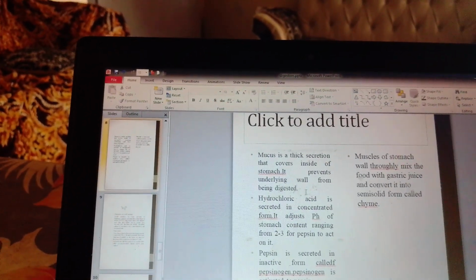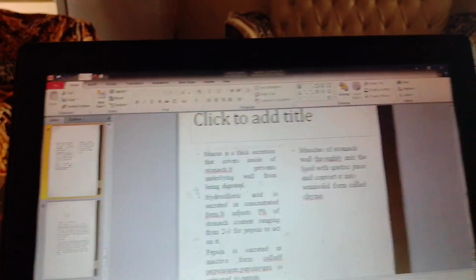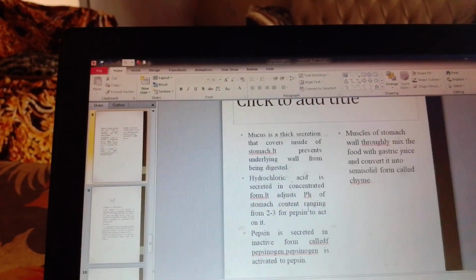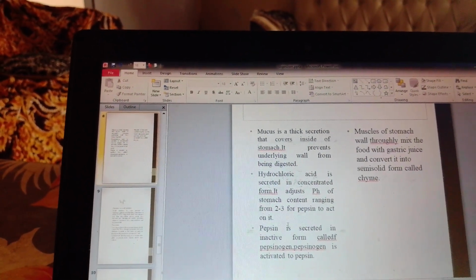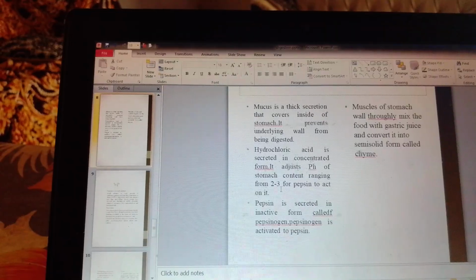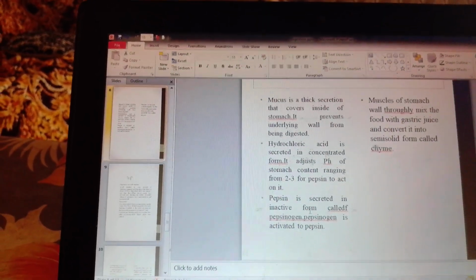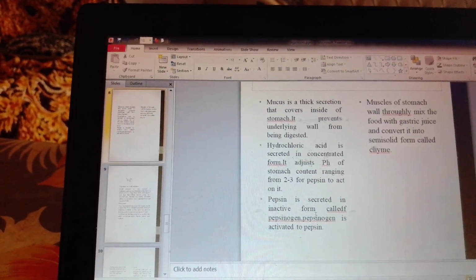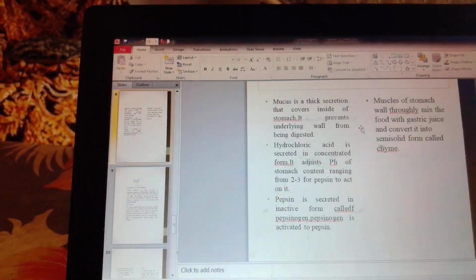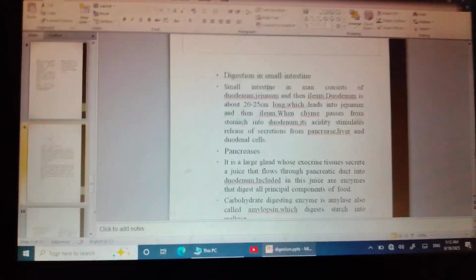In the stomach, mucus is a thick secretion which covers the inside of the stomach. The hydrochloric acid adjusts the pH of the stomach so that the pepsin can easily act on the food. The pH is adjusted to 2 to 3. Pepsin is also secreted as pepsinogen and it is activated to pepsin. The muscles of the stomach thoroughly mix the gastric juice with the food and convert it into chyme. Now chyme enters into the small intestine.